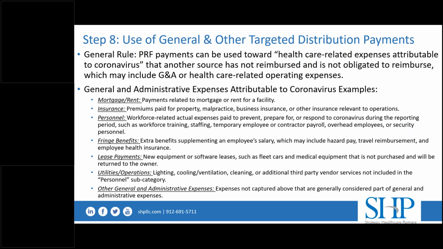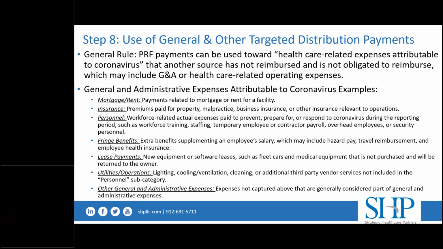And so, for example, this first one, mortgage and rent: payments related to mortgage, rent, or facility. It's kind of obvious that if you rented a facility strictly for vaccinations or rapid testing or what have you, that would be applicable. What's a little bit harder is if you take a portion of your existing facility and you were temp checking and virus checking and have presumptive virus patients there, how to allocate a portion of that space to offset the PRF funds. There's not a clear answer on that right now, and again, part of the process should be to continue to ask those questions and monitor for the answers.